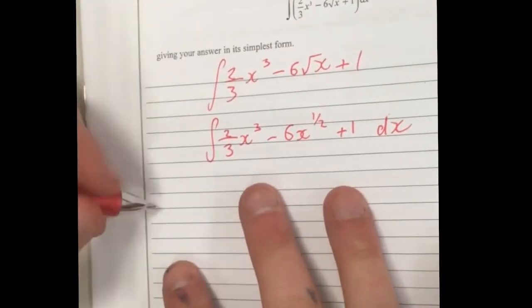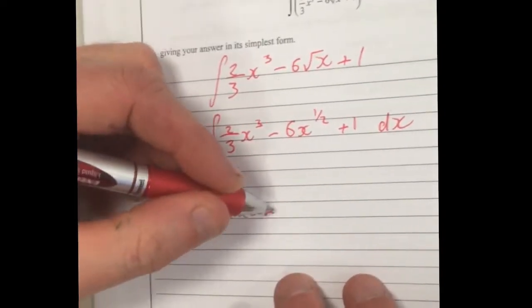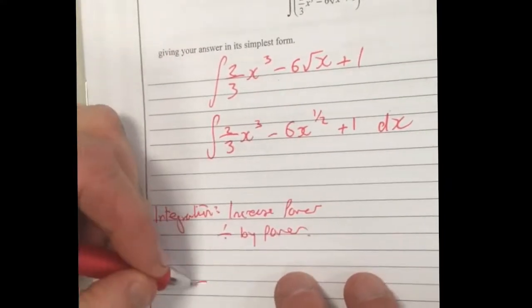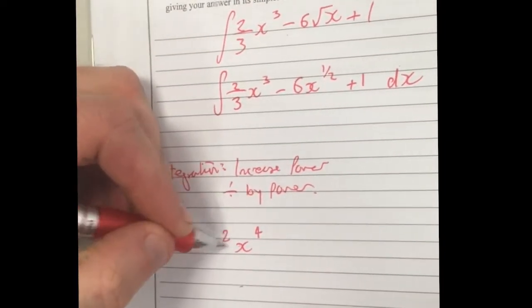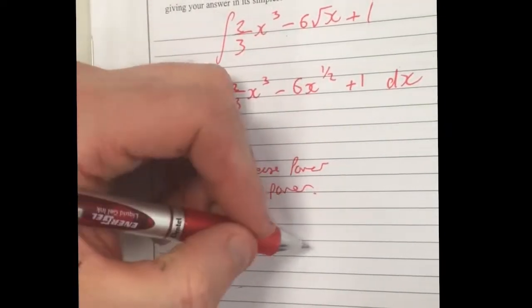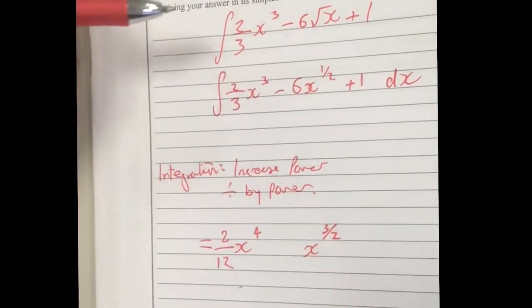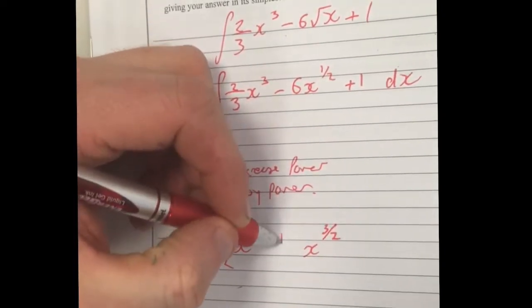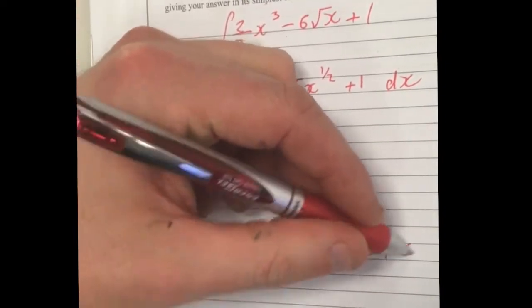dx. Remember, integration: increase the power, and then divide by the power. So our integral is going to become x to the power 4, so we've got to divide this by 4, so we can say it's 2 over 12 for now. The power here is going to go up to 3 over 2. We've got 6 divided by 3 over 2, which is the same as doing 6 times 2/3, so it's going to be 12 over 3. And then 1 will go to plus x plus c.